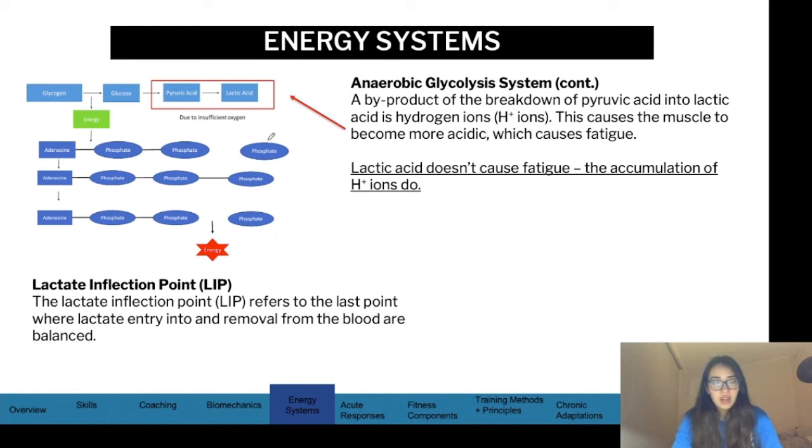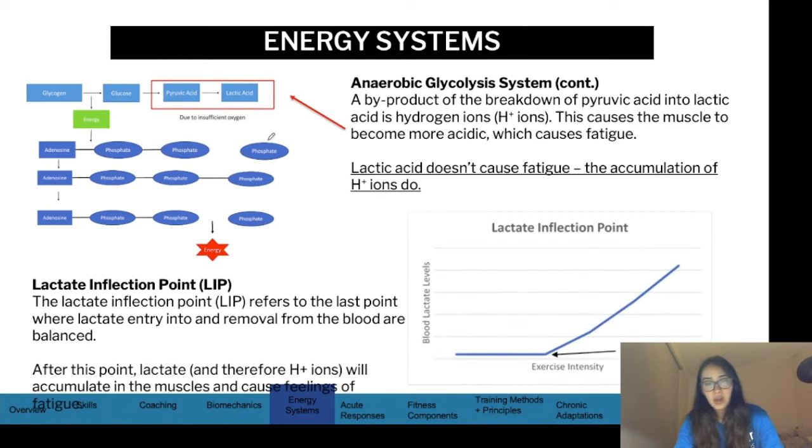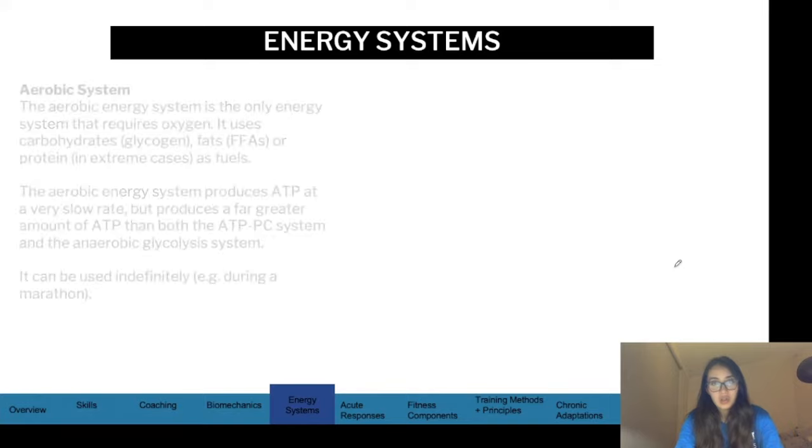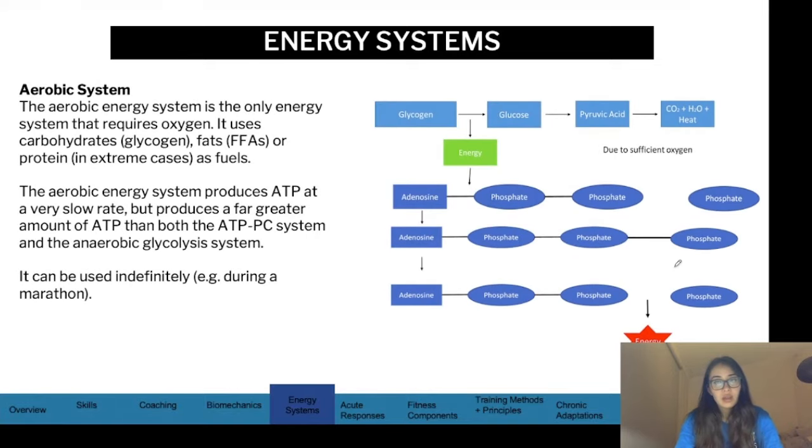Okay, so we've also got the lactate inflection point. This refers to the last point where lactate entry into and removal from the blood are balanced. We've got a nice diagram here. At this point here, lactate entry and removal into the blood are balanced, and the last point at which they are balanced is known as the lactate inflection point. Afterwards, lactate and hydrogen ions will accumulate in the muscles and cause feelings of fatigue. So that causes the fatigue that we experience, or the soreness in our muscles. I'll give you guys a second to digest that.